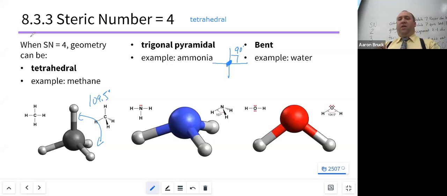Why is it called trigonal? Well, because of the base. The base of this pyramid is triangular, as opposed to square or octagonal or any other kind of geometric shape that you could think of.